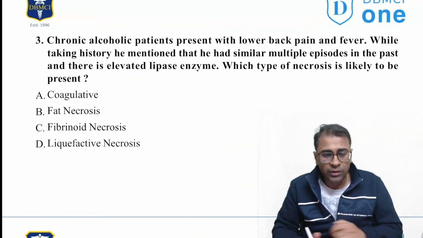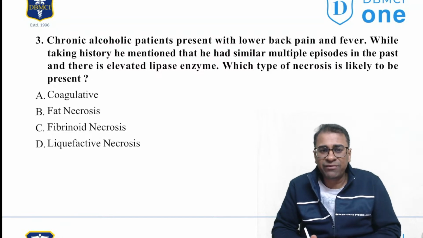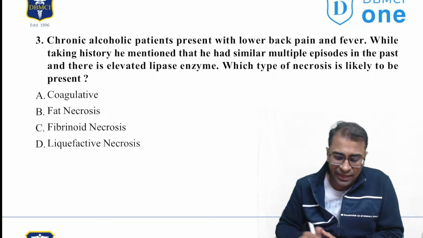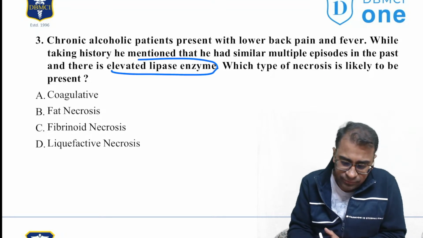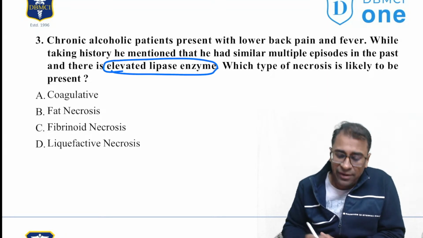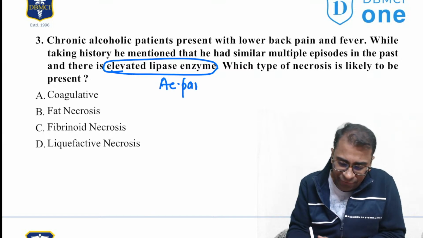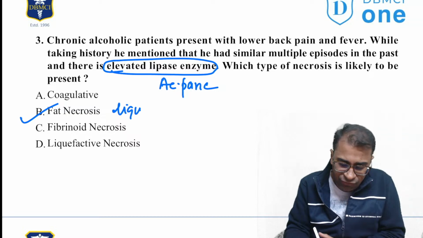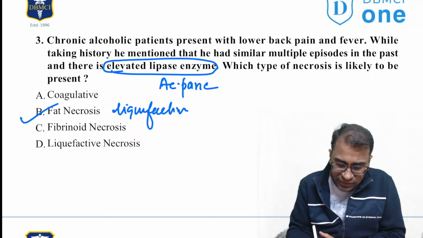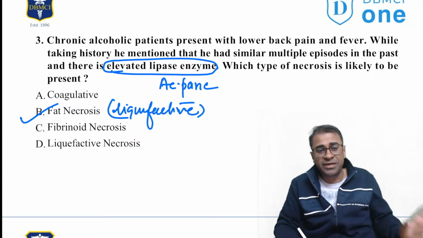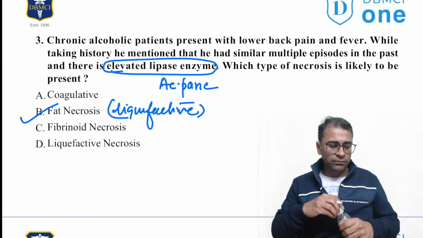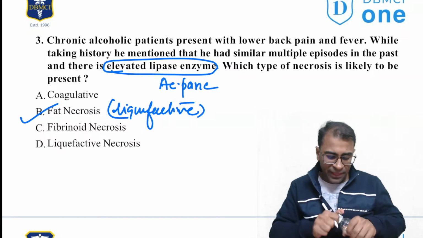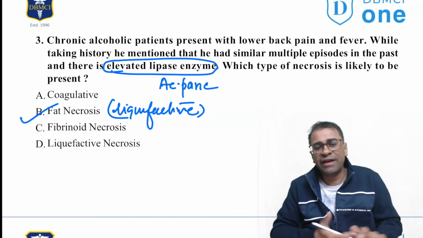Let's go. A smoker has backache, fever, and has similar multiple episodes in the past, and has elevated lipase enzyme. What has happened to him? Pancreatitis, yes, acute pancreatitis. So what must have happened? Fat necrosis, a type of liquefactive necrosis, is in acute pancreatitis. Answer is B. But the best answer is B. If not in the options, then I would have gone with D.